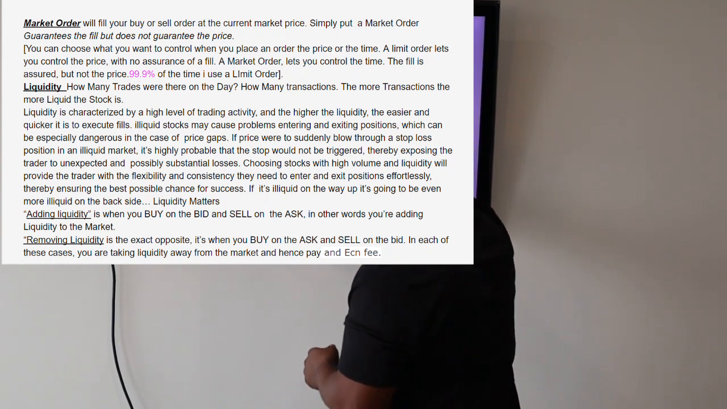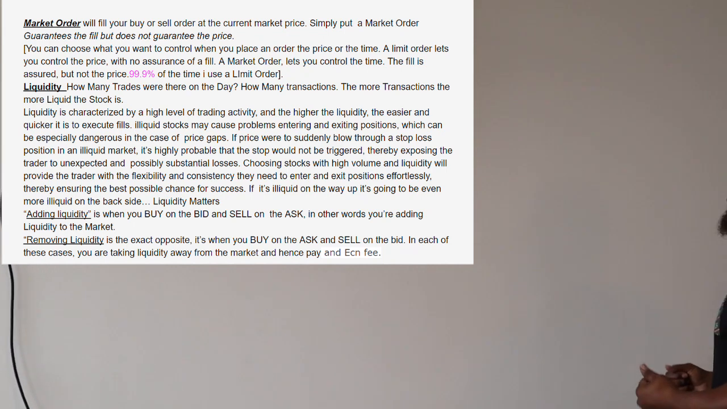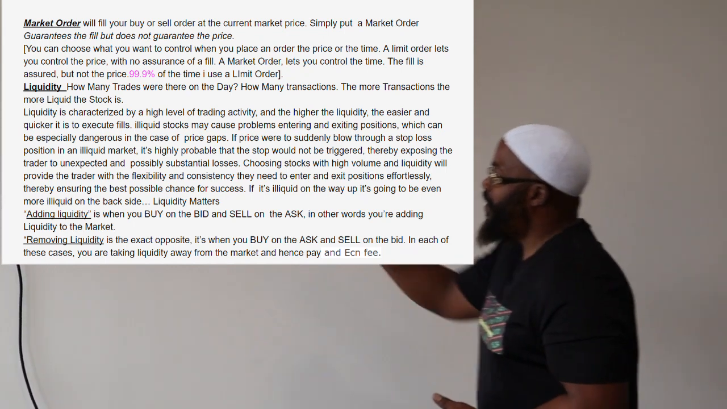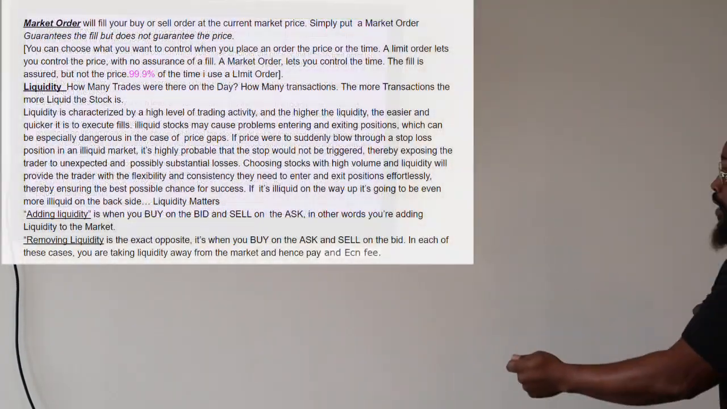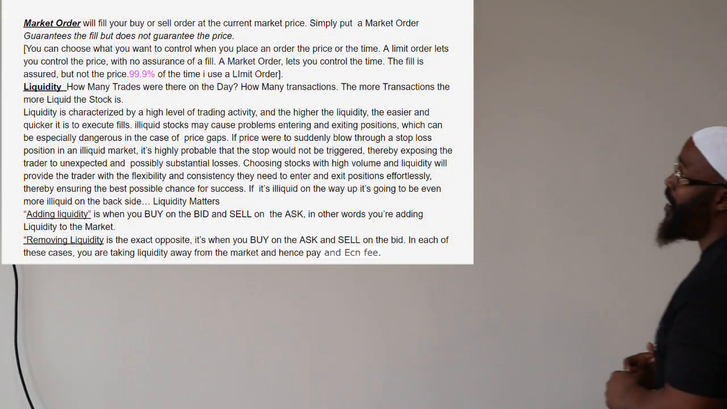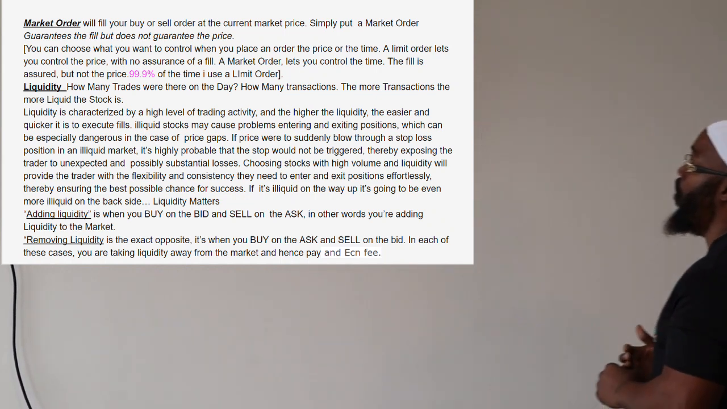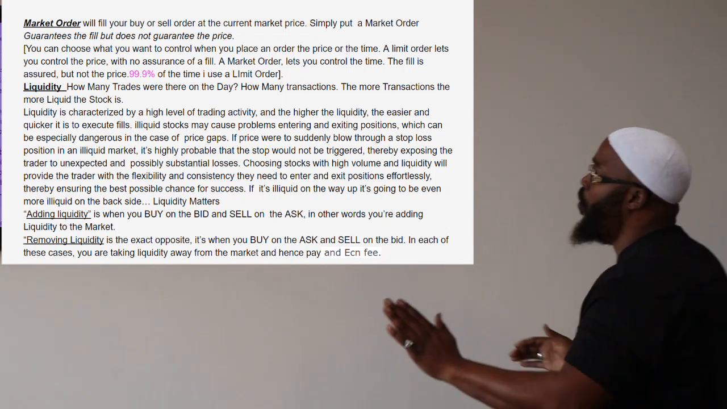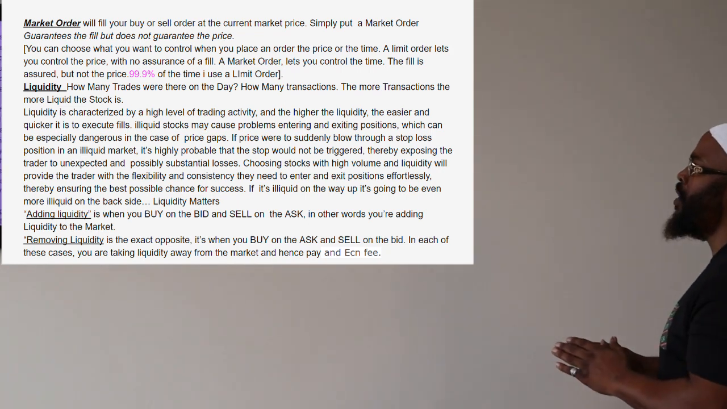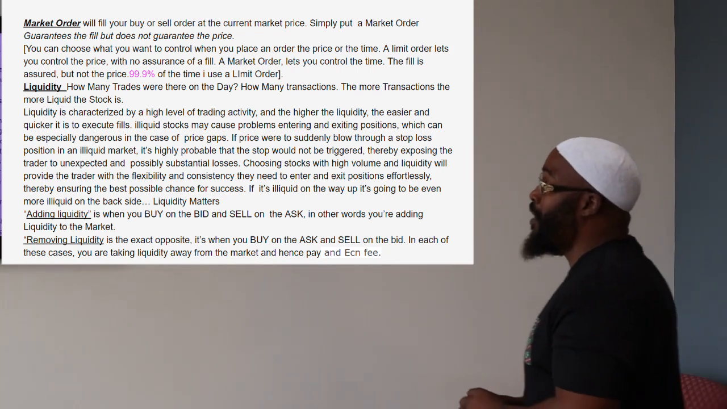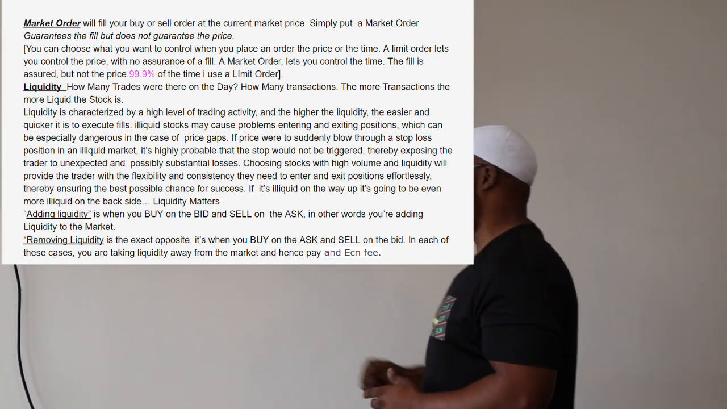Liquidity is characterized by a high level of trading activity. And the higher the liquidity, the easier and quicker it is to execute fills. Illiquid stocks may cause problems entering and exiting positions, which can be especially dangerous in the case of price gaps, as I just spoke upon. If the price were to suddenly blow through a stop loss position in an illiquid market, it's highly probable that the stop would not be triggered, therefore exposing the trader to unexpected and substantial losses.